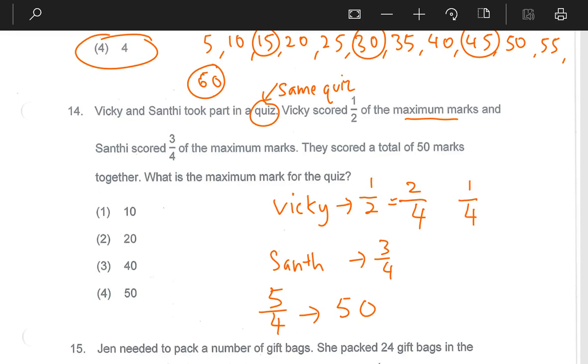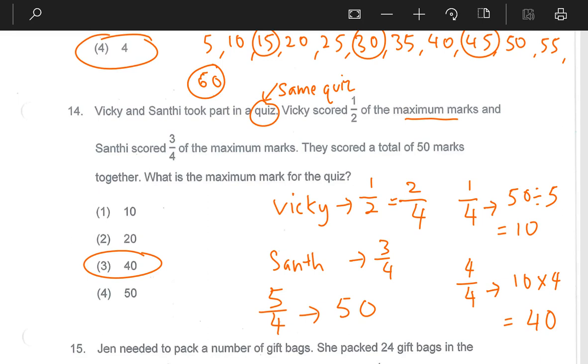So let's find out how much is 1/4 first. 1 unit will be 50 divided by 5, which gives you 10. Now, in order to calculate the full paper, which is one full whole, you will have 10 times 4, which gives you 40 as the answer.